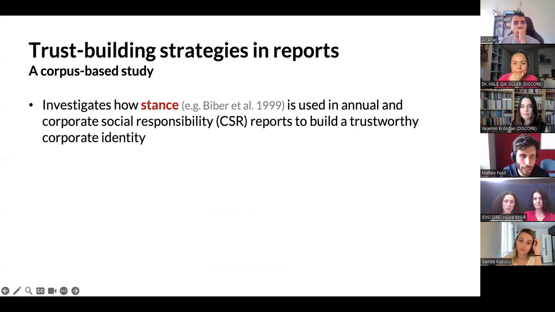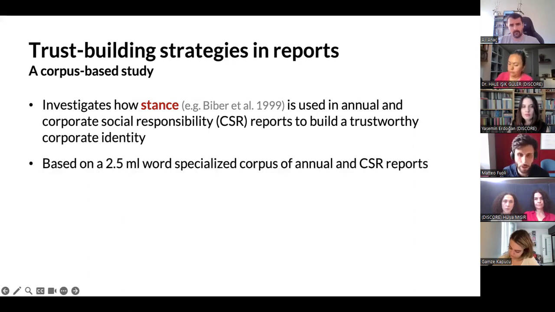So the corpus study investigates specifically how stance constructions are used in annual and corporate social responsibility reports to build a trustworthy corporate identity. Now, annual reports, for those of you who are not familiar with these texts, are documents published by large corporations annually that discuss a company's finances. CSR reports, on the other hand, are addressed at a wider audience and talk about environmental, social, and ethical issues. So in the study, I was interested in looking at how stance features are used rhetorically and persuasively in these texts to convince readers that the company can be trusted.